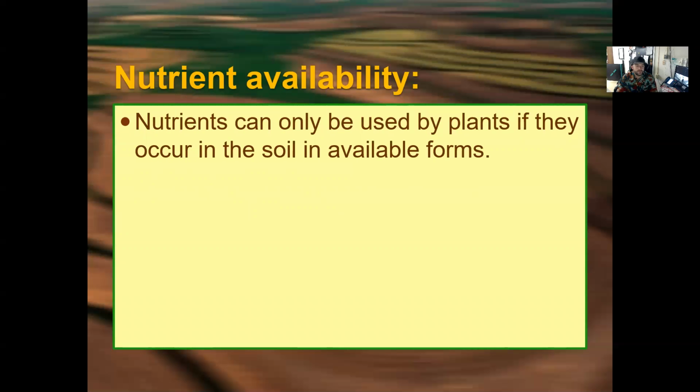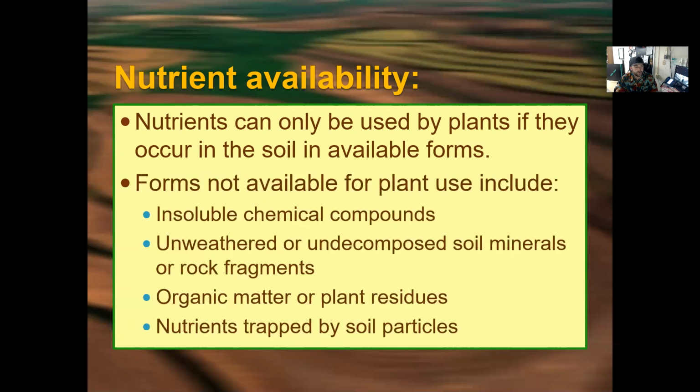So nutrients can only be used by plants if they occur in the soil in available forms. Forms not available for plant use include insoluble chemical compounds, unweathered or undecomposed soil minerals or rock fragments, organic matter or plant residues, and nutrients trapped by soil particles.